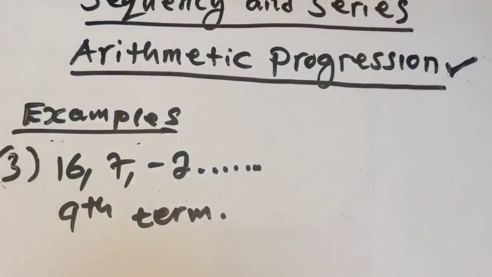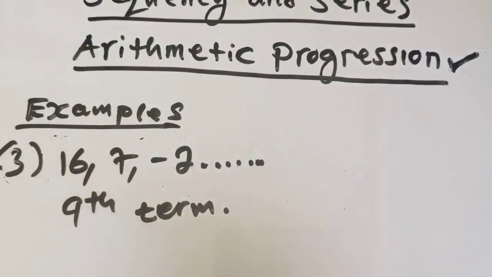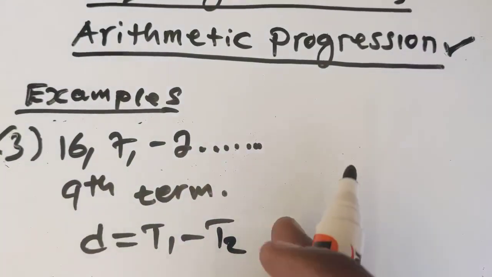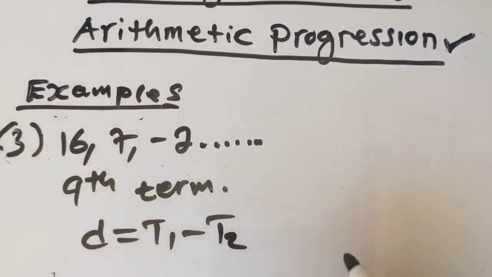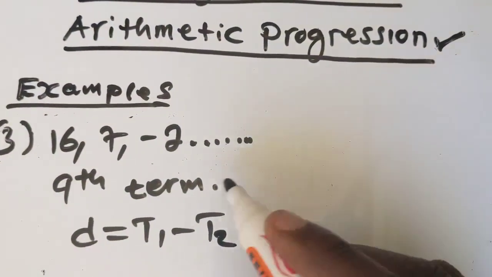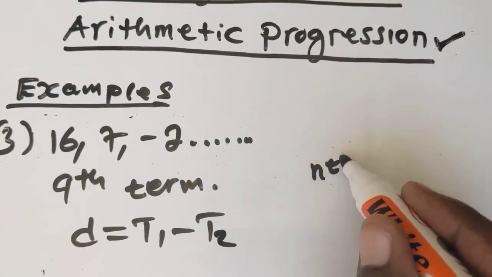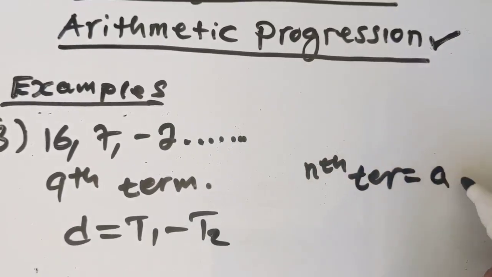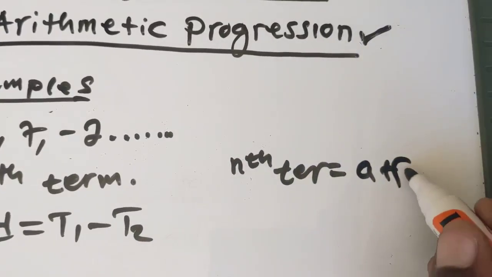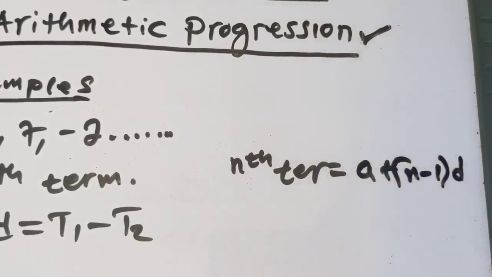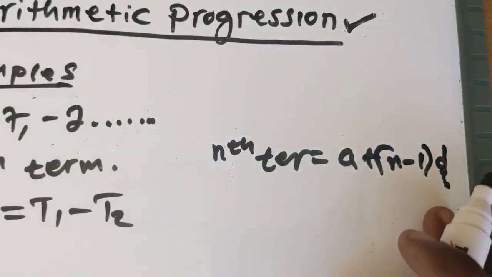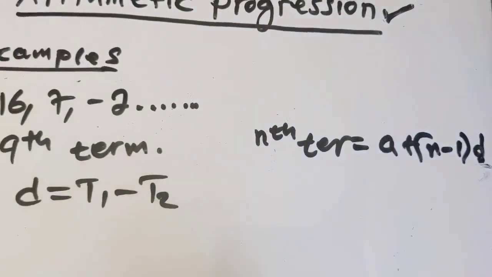So the common difference, we said that it is term 2 minus term 1. You're not told to find the common difference, but you know that it will be needed since the formula for the nth term is A plus, open bracket, n minus 1, then d. So the common difference is there. You can't find the nth term without the common difference, so you need to find it first.